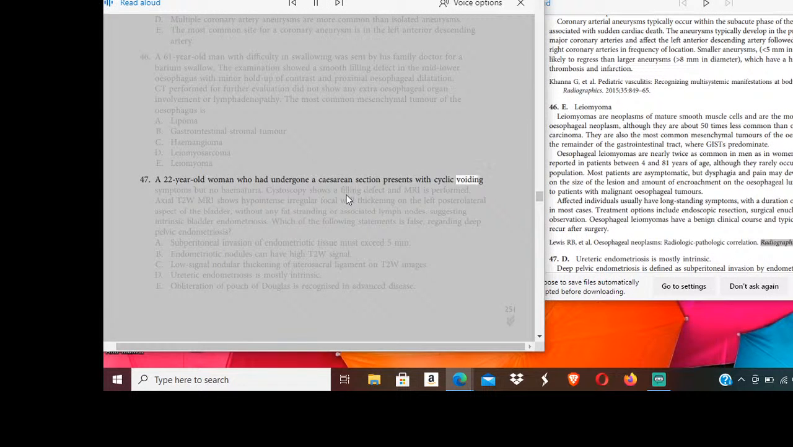47. A 22-year-old woman who had undergone a cesarean section presents with cyclic voiding symptoms but no hematuria. Cystoscopy shows a filling defect and MRI is performed. Axial T2W MRI shows hypointense irregular focal wall thickening on the left posterolateral aspect of the bladder, without any fat stranding or associated lymph nodes, suggesting intrinsic bladder endometriosis.